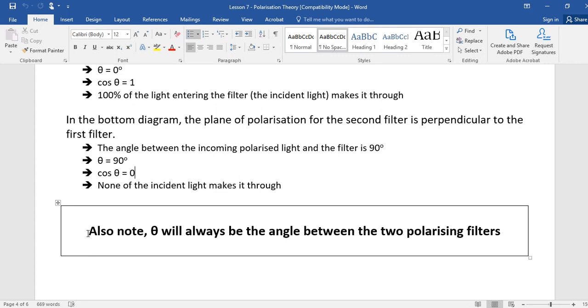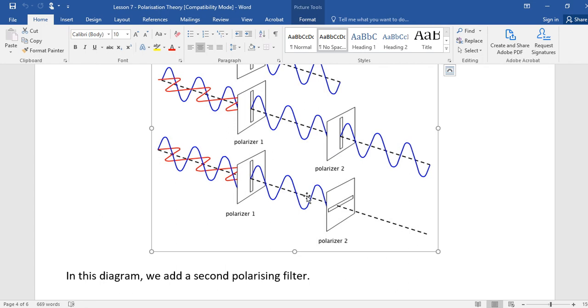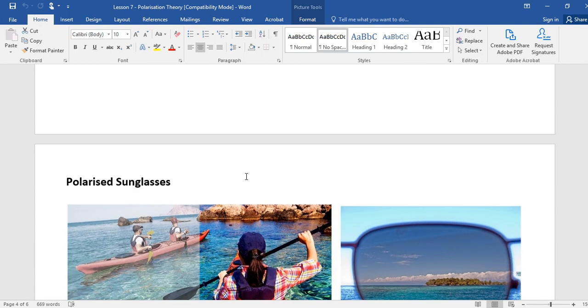And just say here, for ease of understanding, that angle theta is also the angle between the incoming light and the second polarizing filter. It's the angle between the two polarizing filters, the planes of polarization. This has a vertical plane of polarization. This has a horizontal plane of polarization. So the angle is 90 degrees. That's the angle you can chuck into that formula.